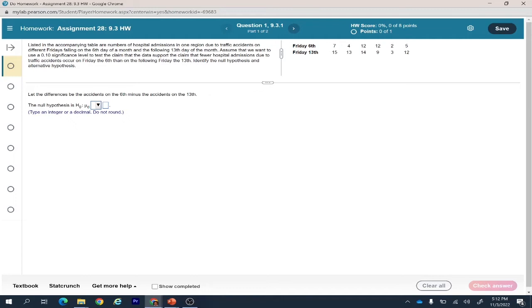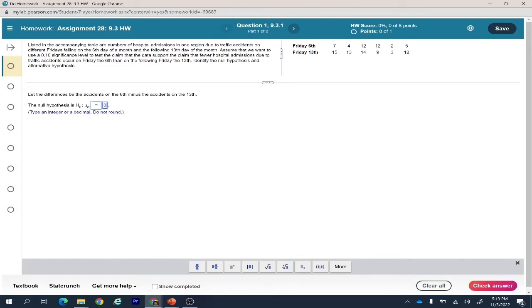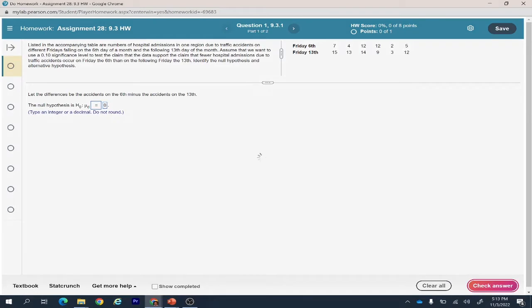So on Friday the 6th, fewer hospital admissions due to traffic accidents occur than on Friday the 13th. That's the claim. Identify the null hypothesis. Remember, the null hypothesis says the population mean of the difference is always equal to 0. That is your null hypothesis. So the mean difference should be 0.